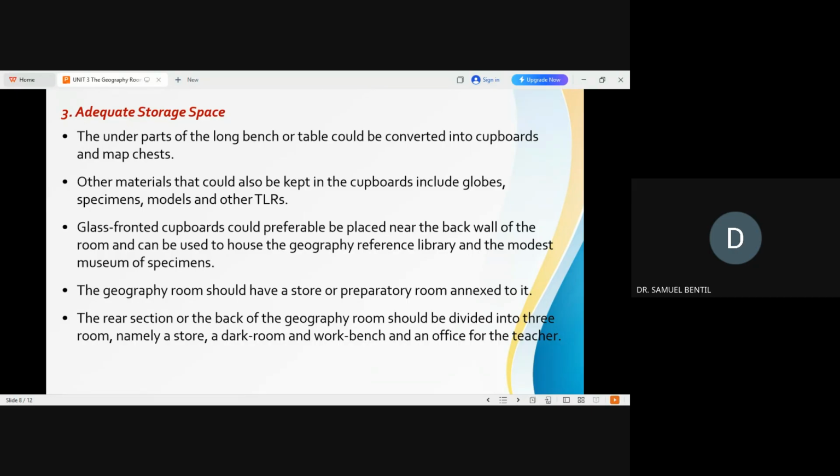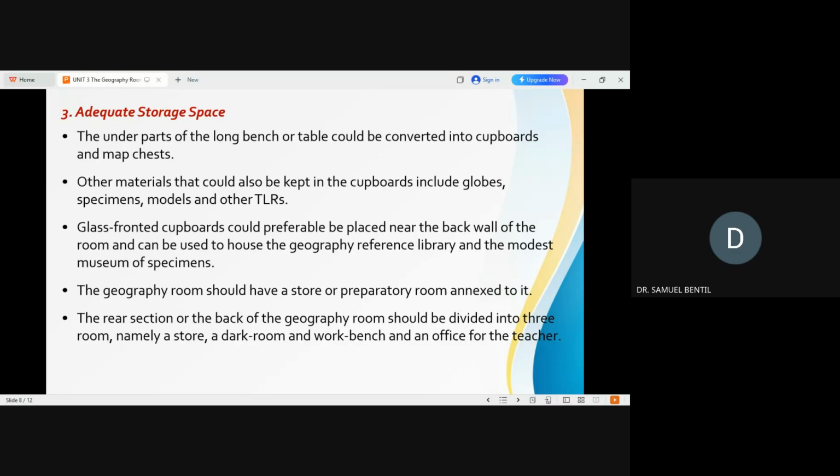And this, as I said, are to be used to keep other materials and other things in there that if you keep it within the main area where students sit and they could tamper with it, you can keep those things in the other room. Also, the rest section or the back of the geography room, you see, should be divided into 3 rooms.